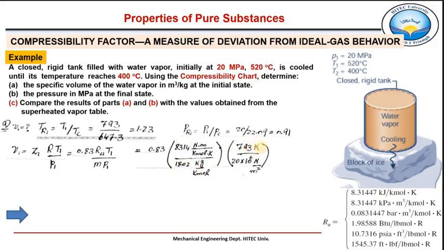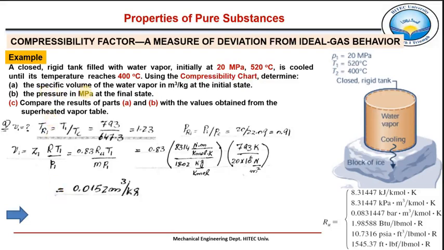So everything is now inserted. Now we can calculate volume V1. That comes out to be 0.015 meter cubes per kilogram. So that is the specific volume of water at the initial state.